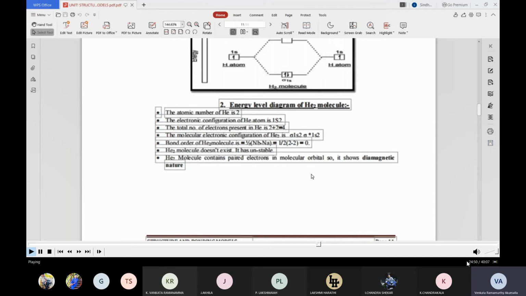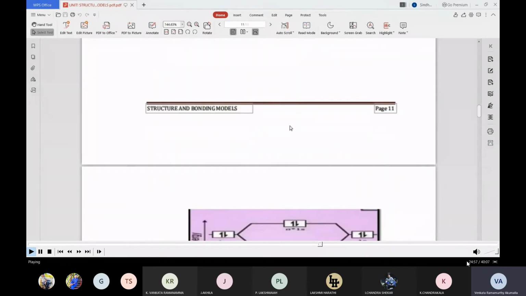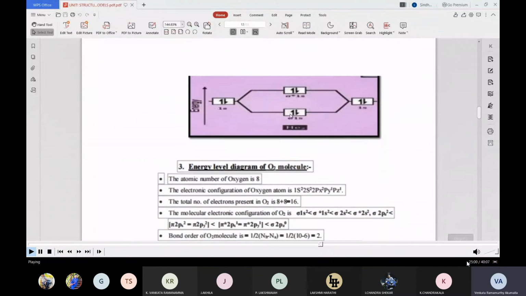So the helium molecule exhibits diamagnetic nature. Now the energy level diagram, see that figure. The energy level diagram means the helium molecular orbitals contain 4 electrons. One helium atom contains 2 electrons and another helium atom contains 2 electrons, so totally 4 electrons in the helium molecular orbitals.